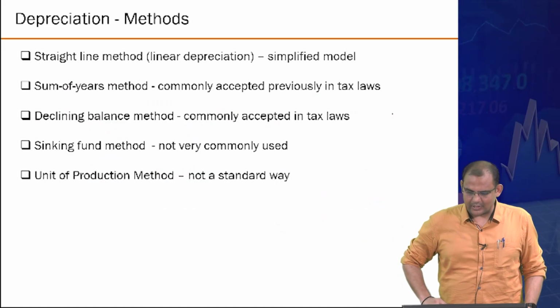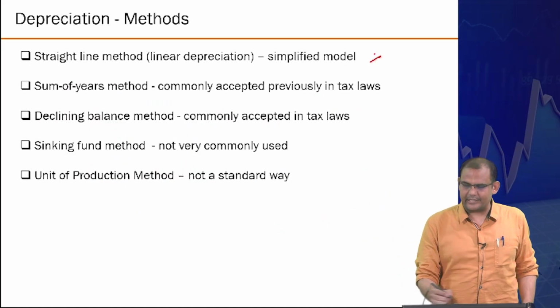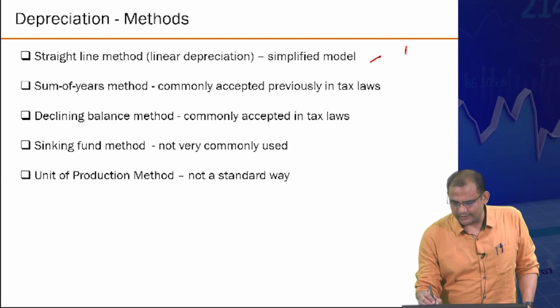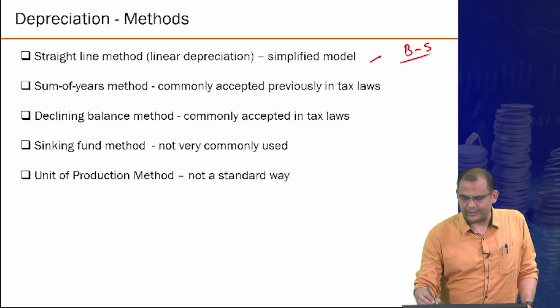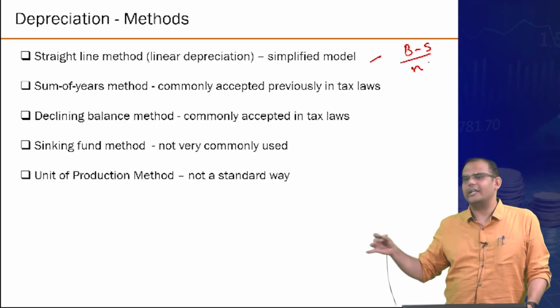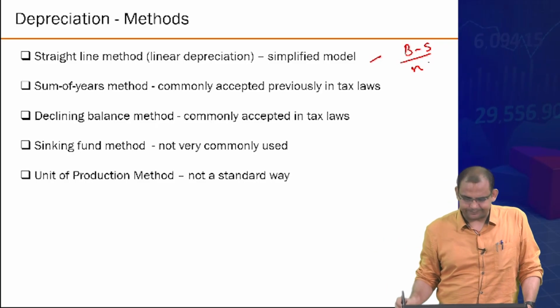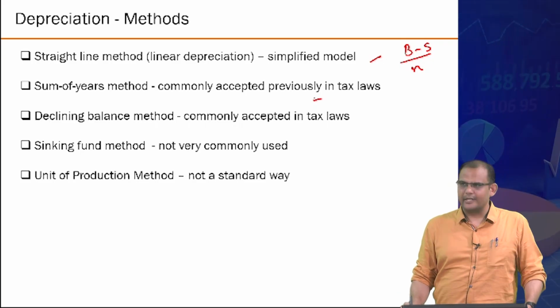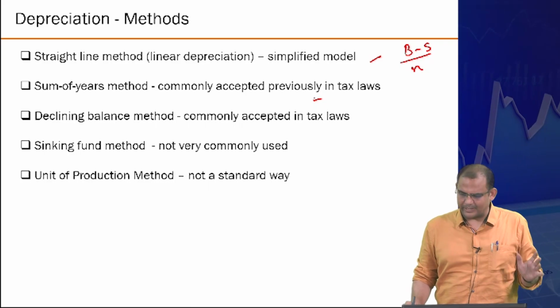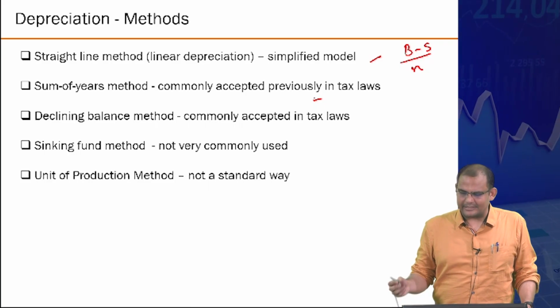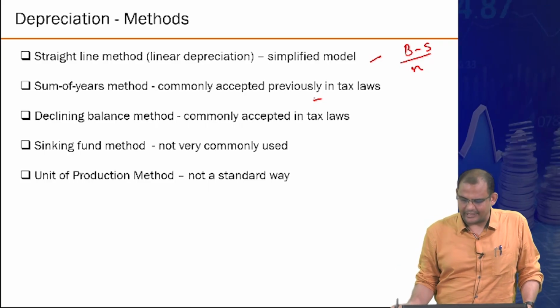So the first one that we looked at was this linear model where there is an unadjusted basis and the salvage value you distributed equally, and therefore a linear trend can be obtained, right? Sum of years method, it was quite popular in the previous tax regime, a bit old method, but still at least is available in the understanding of the literature.